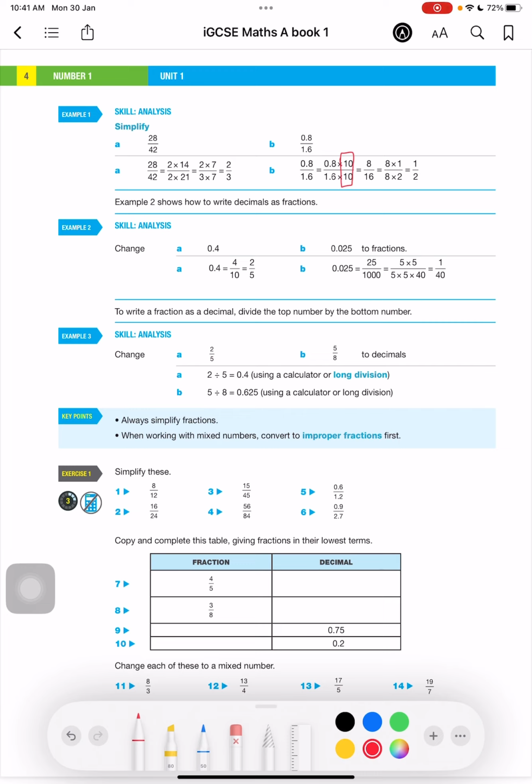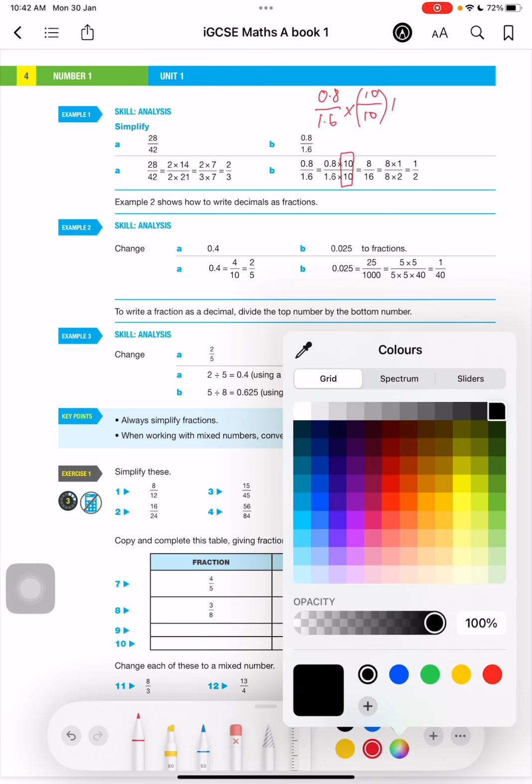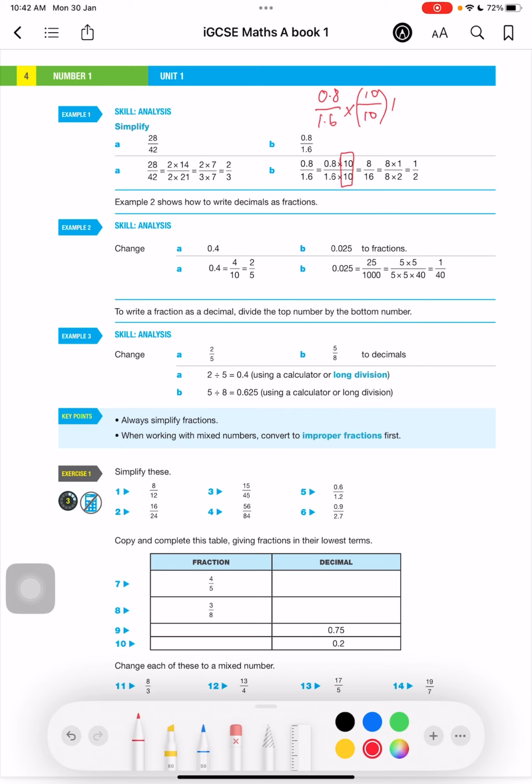So why 10? Very simply, if I were to rewrite this, 0.8 over 1.6, this is multiplied by 10 over 10, which is essentially 1. So you are not technically changing the equation itself when you are doing any manipulation to the question. Therefore, if you have 10 over 10, you multiply, you get 8 over 16.